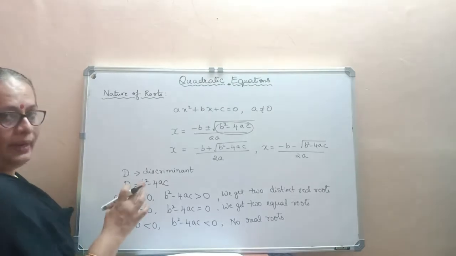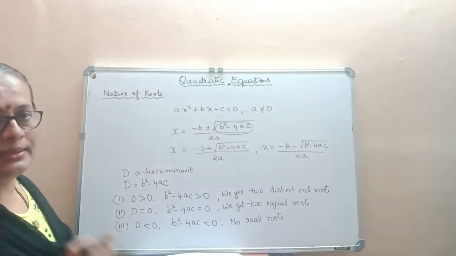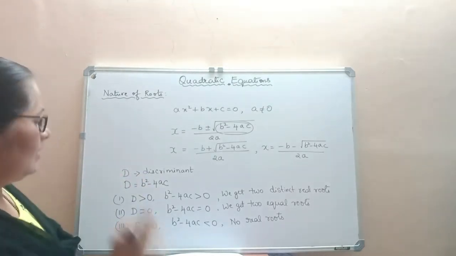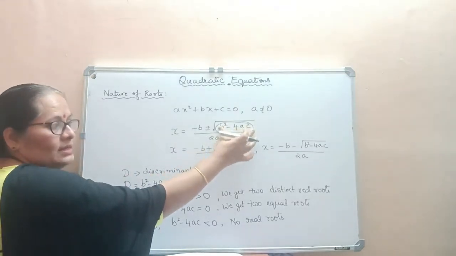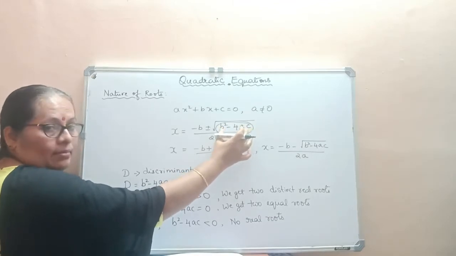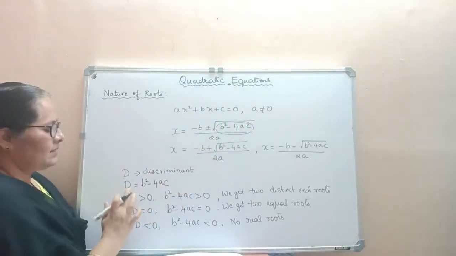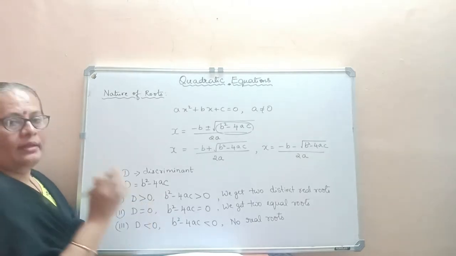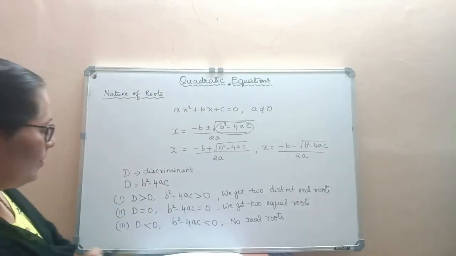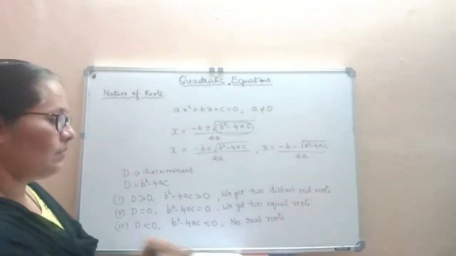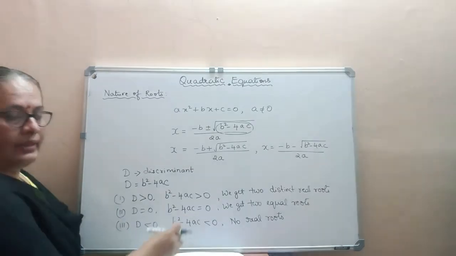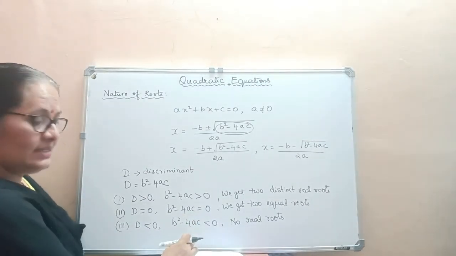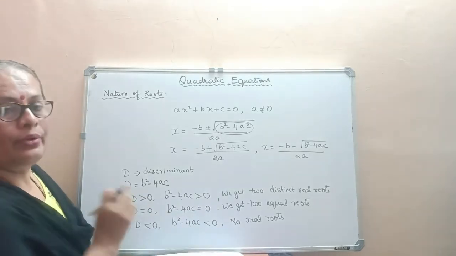So once again I will repeat. The roots of the equation depend on the discriminant. This part, b square minus 4ac, is called the discriminant. When the discriminant is greater than 0, we get two distinct real roots. When the discriminant is equal to 0, we get two equal roots. When the discriminant is less than 0, that is b square minus 4ac is less than 0, no real roots.